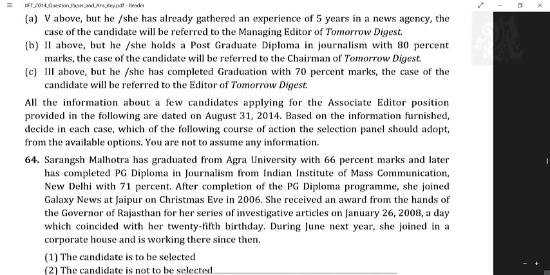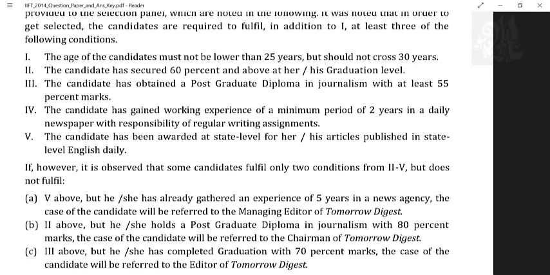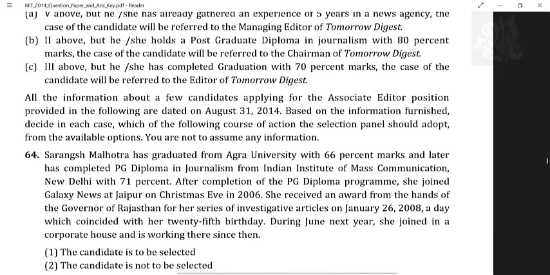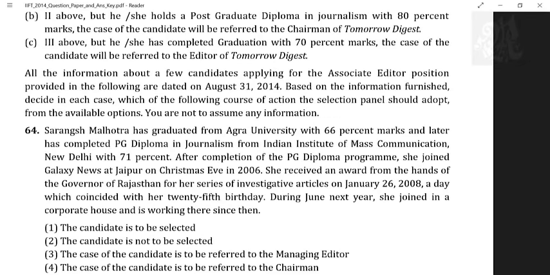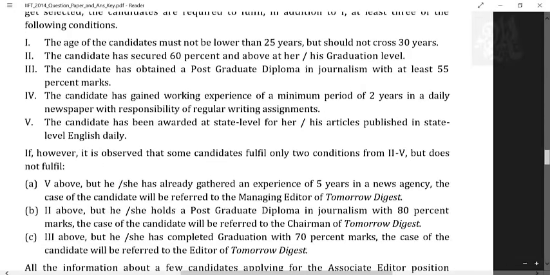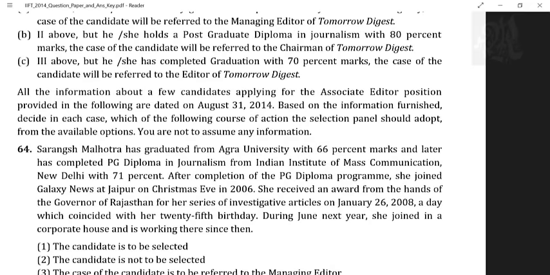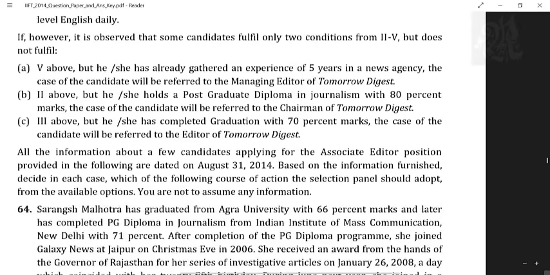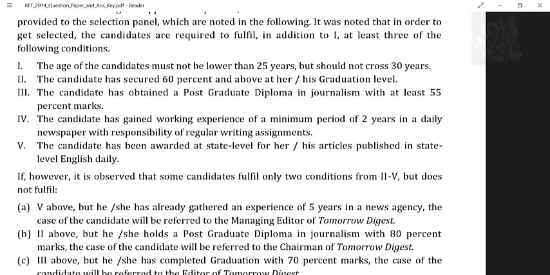And then you have information. Sangharsh Malhotra has 66% marks. Second one follows. Later completed PG in journalism with 71%. Third follows. After completing PG, she joined Galaxy News at Jaipur in 2006. This is information as of 2014. Which one satisfies? Work experience of minimum 2 years, yes, four is satisfied. She received an award from the hands of the governor for a series of investigative articles in 2008, a day which coincided with her 25th birthday. During June the next year, she joined a corporate house and has been working there since. So she's 25 in 2008. What will she be right now? 31. Which means she's above 30. Which means reject.